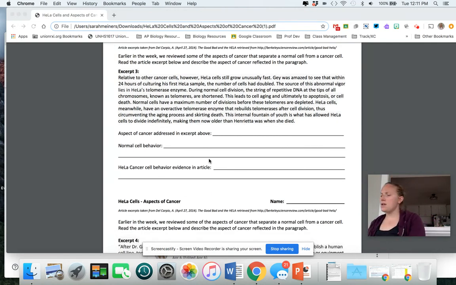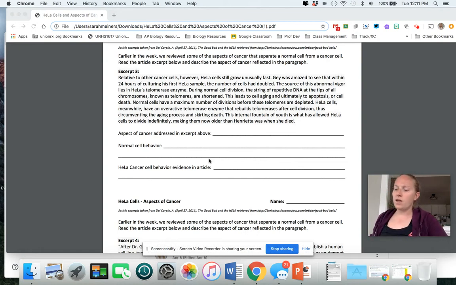Excerpt 3, this was talking about fast replication and reproductive rate. So if you had that, that's probably what a lot of you had because of the first sentence. However, it was talking more specifically about this lack of apoptosis.